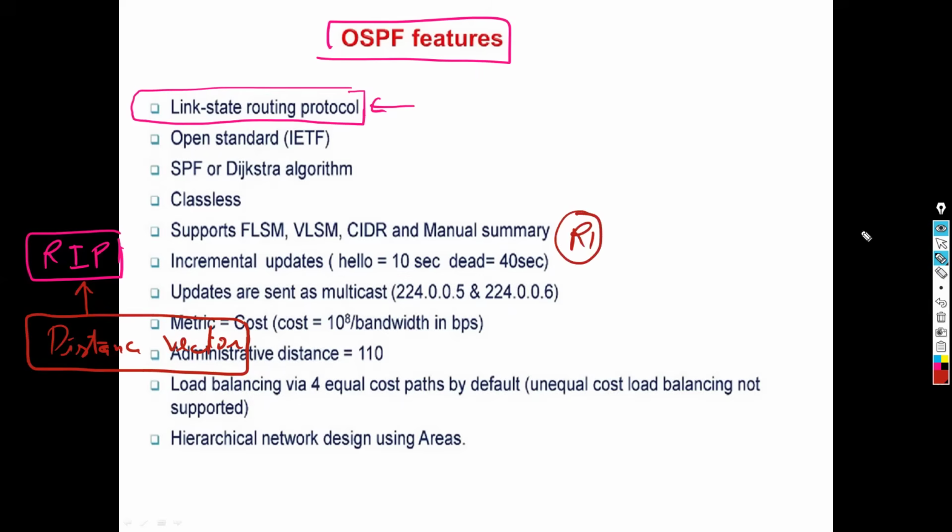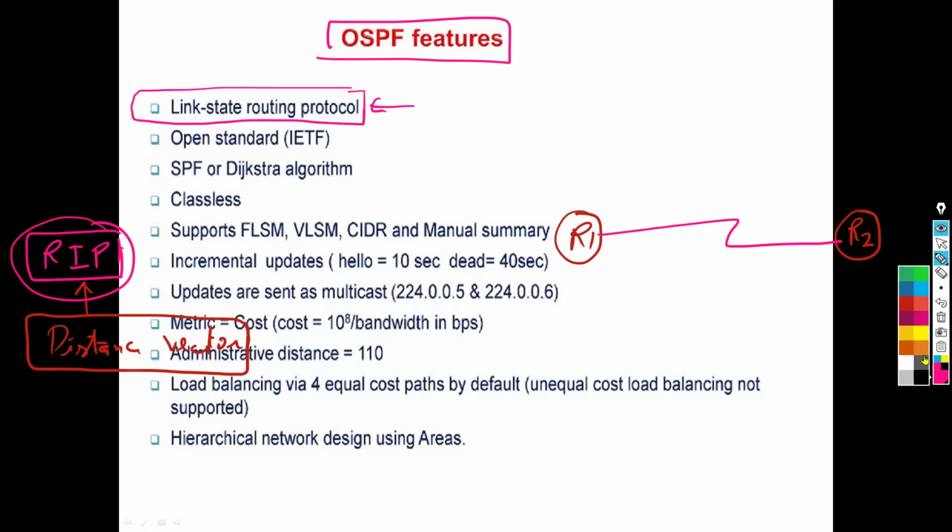For example, I have an R1 router and an R2 router. If I'm using a distance vector routing protocol between R1 and R2, for example the RIP protocol, the problem is that they send routing updates after every 30 seconds. They will not send incremental updates. They will always send periodic updates.